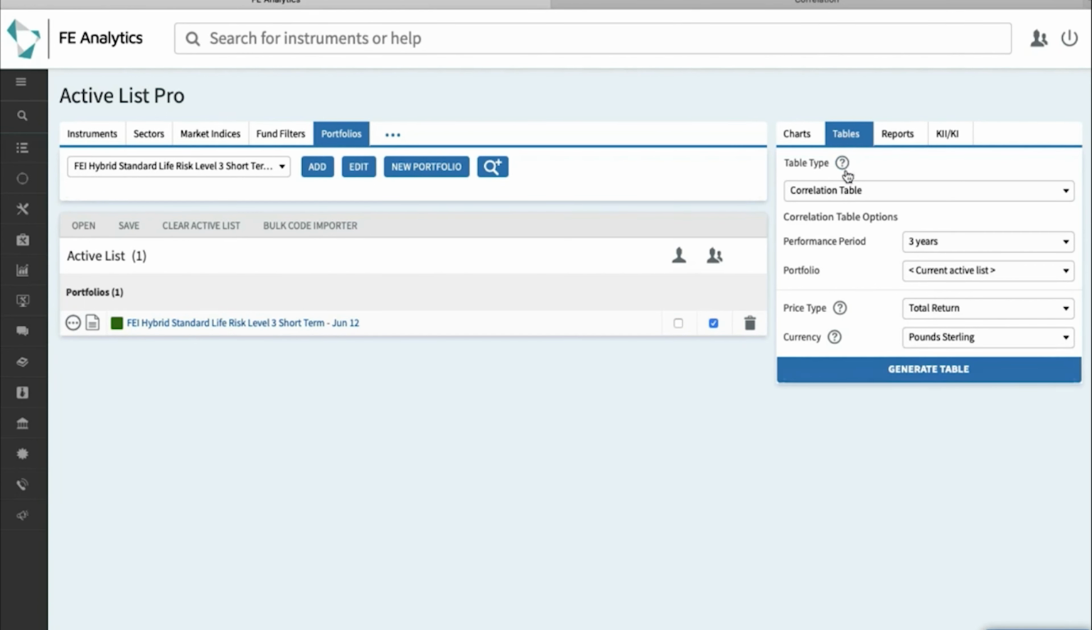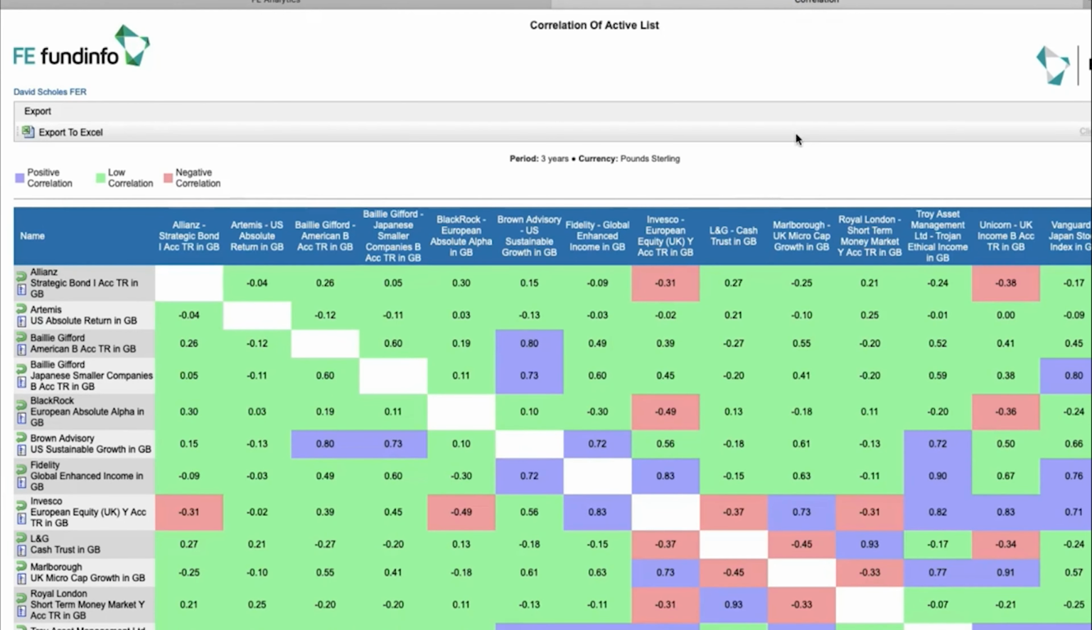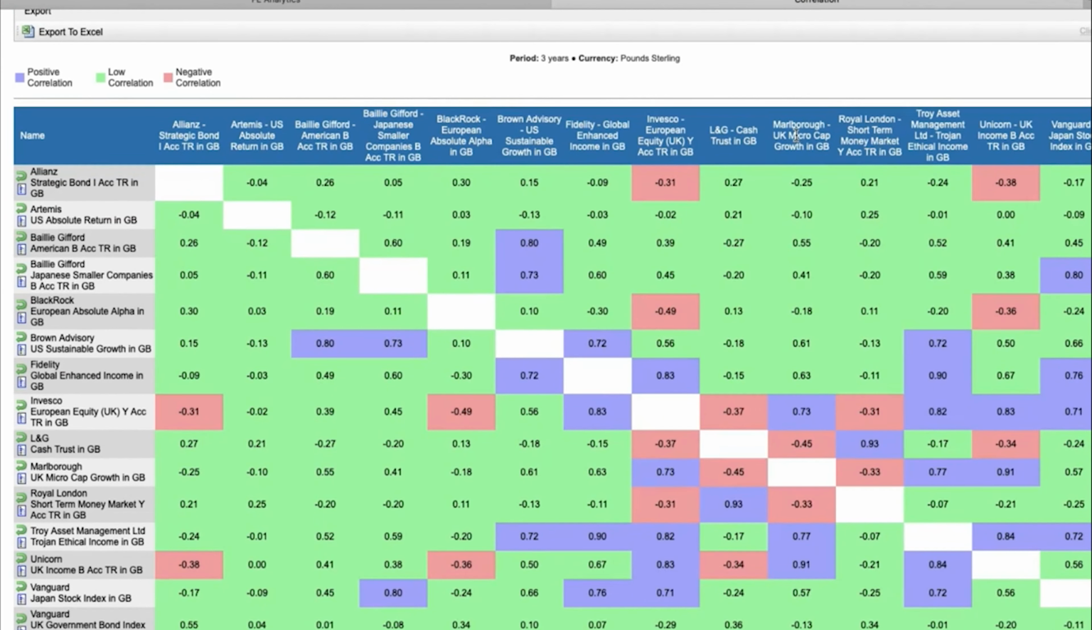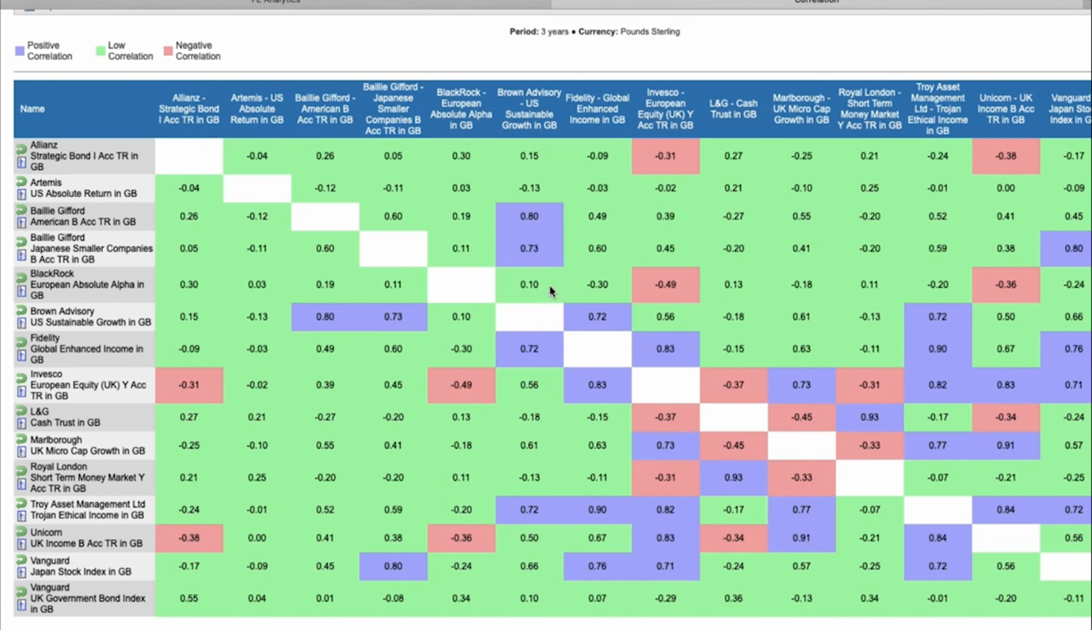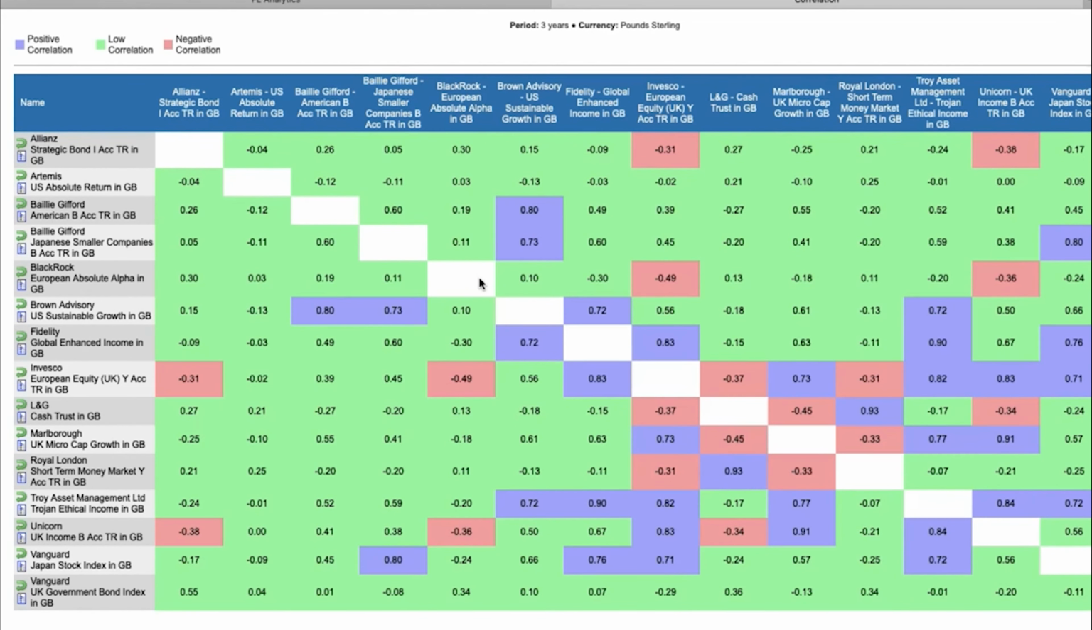If I go to the tables tab on the right, go and select correlation table, select a particular period of time. When you're looking at correlation, 3 years is usually sufficient. Click on generate table and you'll get a nice little correlation table that basically pitches every fund against one another. All of the funds along the left, all the funds along the top. And again, it's looking at correlation. So anything positively correlated, anything that's behaving fairly similar to one another, anything above 0.7 is going to be blue. Anything exhibiting a low level of correlation against one another is going to be green, and anything negative is going to be red.